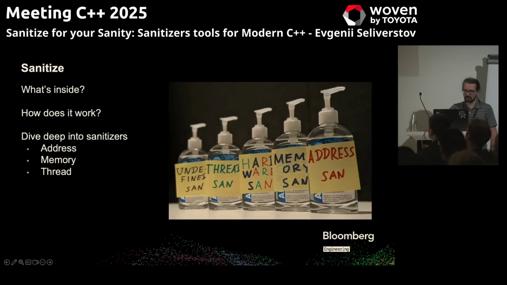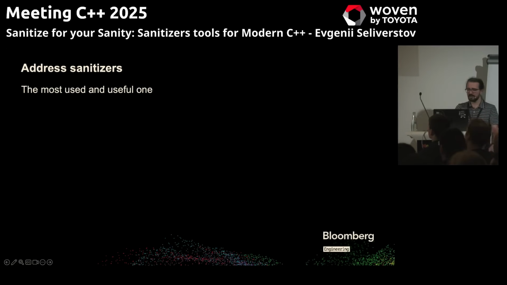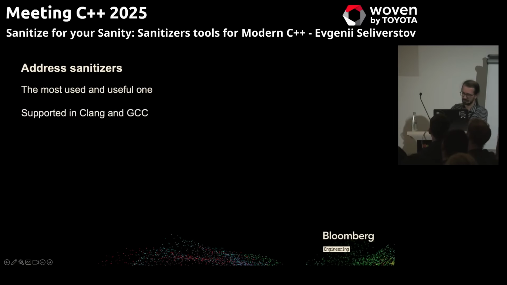Specifically about address, memory, and thread sanitizers. AddressSanitizer is the most used and most useful one of all of them because it allows us to overcome the main problem with C++, memory safety. It's supported in both Clang and GCC. Sorry, I cannot speak about MSVC. No idea.